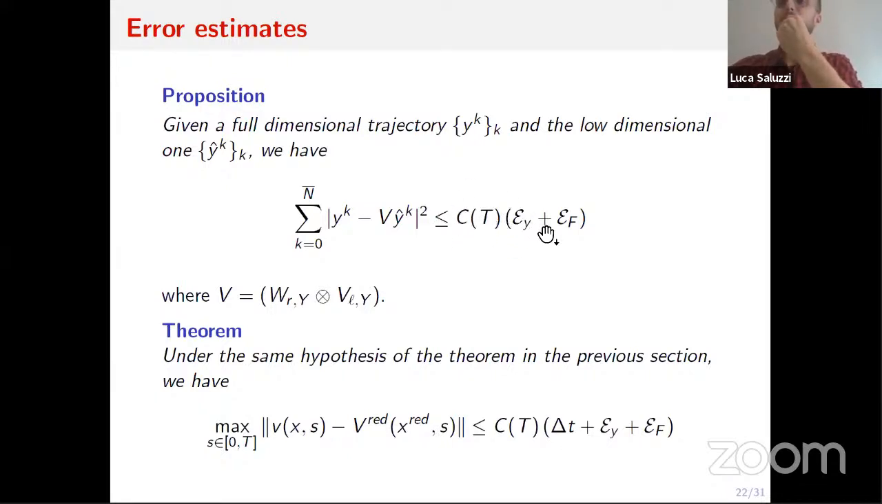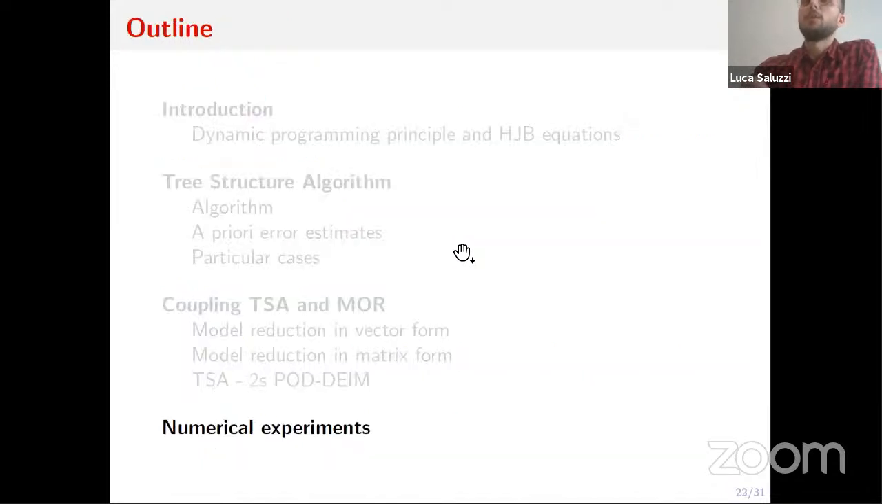This estimate is useful from a certain point of view, because this constant C_T is very large. It depends on some exponential terms in the norm of the matrices. We will see that the difference between the right and the left hand side is not so sharp, so this estimate is not so sharp. Okay, so I can pass to the numerical tests.